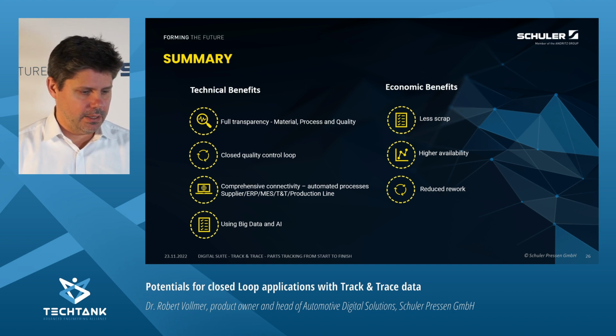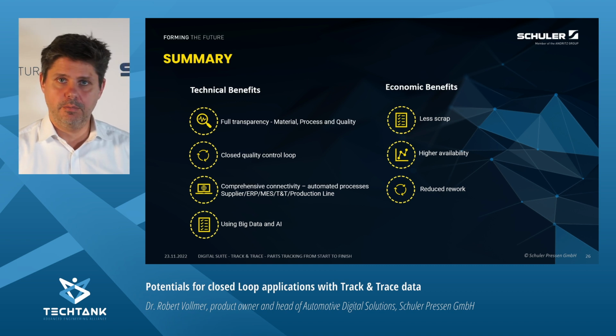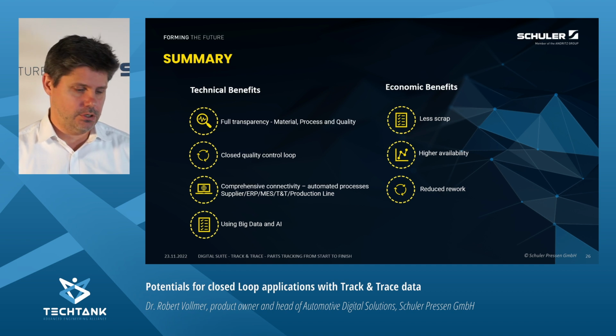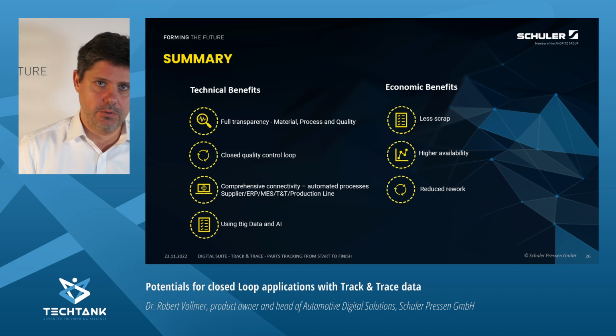We have really comprehensive connectivity and automated processes, also with the supplier, the ERP and MES systems, the track and trace, and the production line. And of course, we're able to use this data with big data analysis and also artificial intelligence. What are the economic benefits of this solution? Of course, we produce less scrap because we find the failures and errors very quickly and earlier, have a higher availability of our production lines, and also reduced rework.